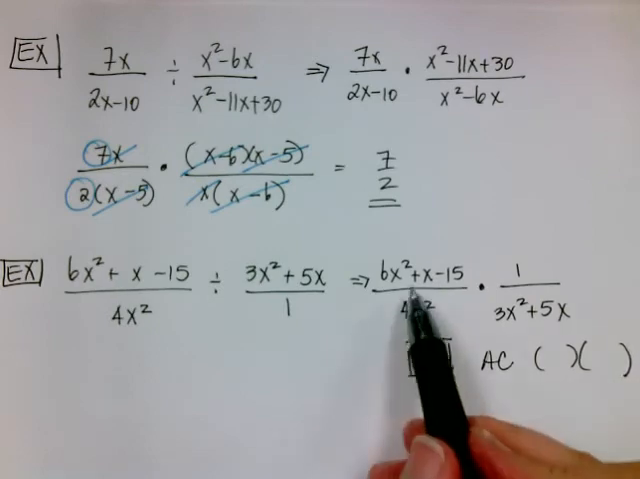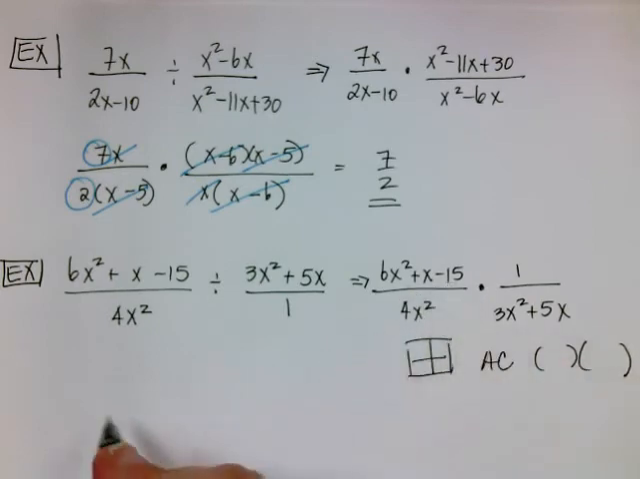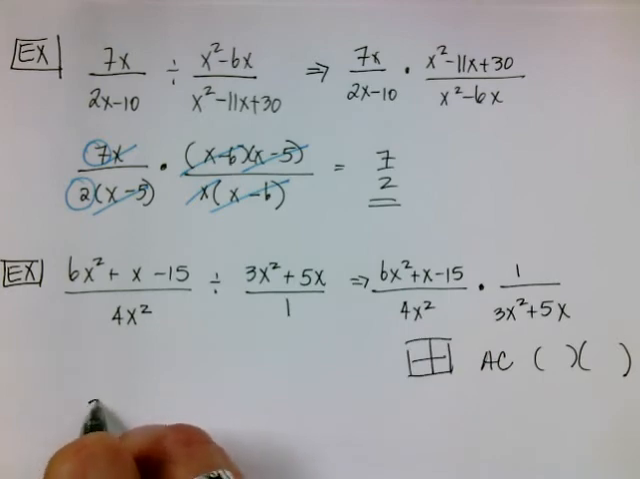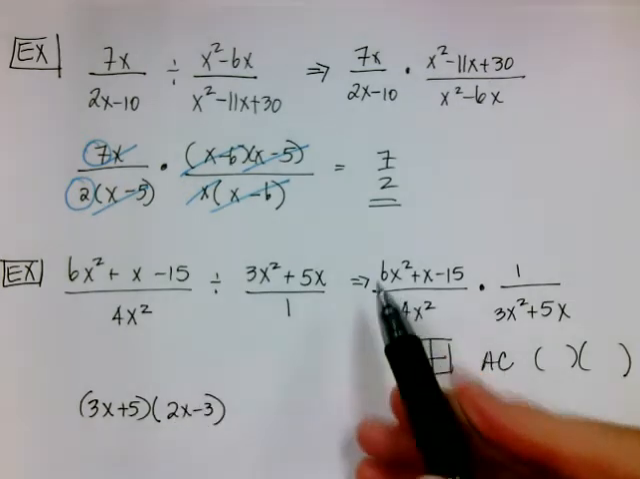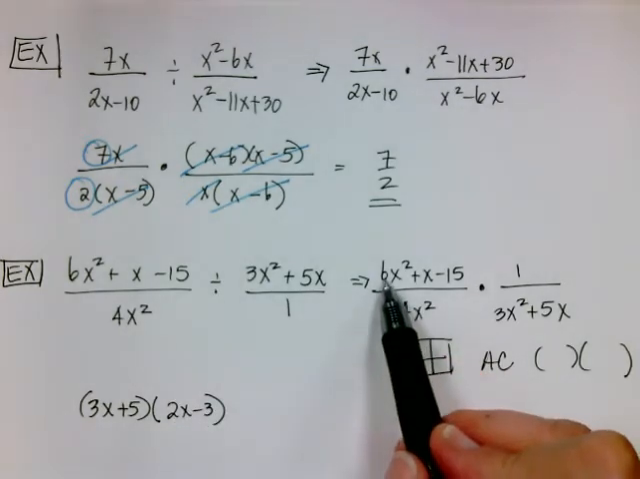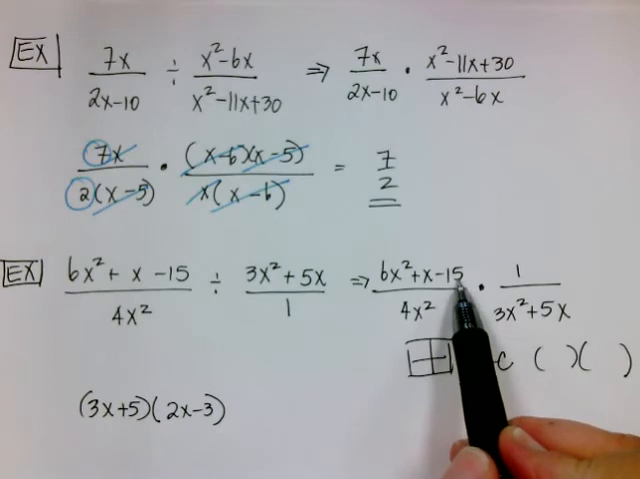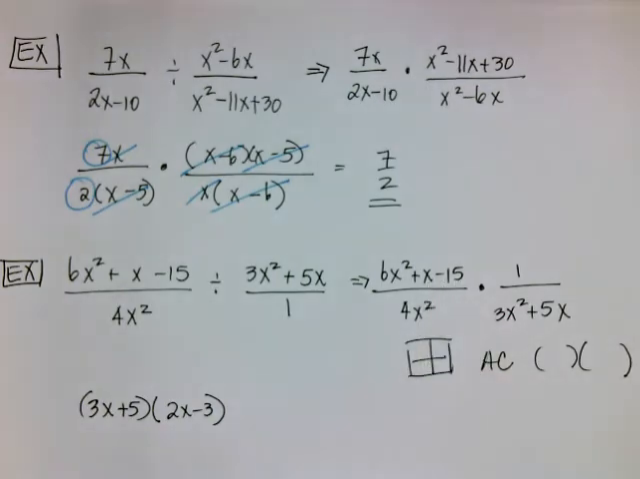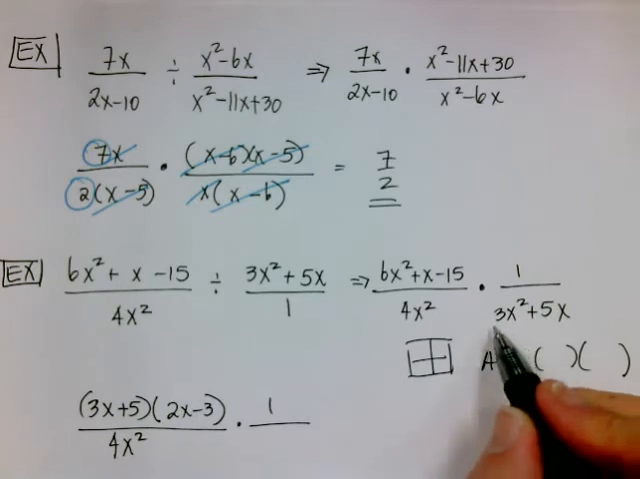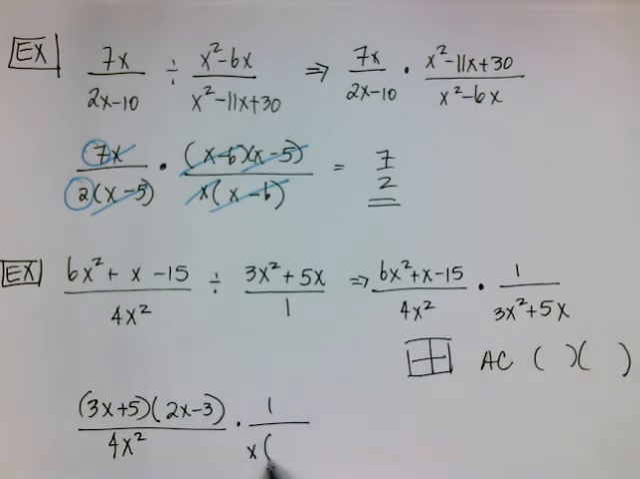So if I factor this 6x squared plus x minus 15, my factors are going to be 3x plus 5 and 2x minus 3. And remember, it's the factors of the first thing and the last thing that subtract because I have a minus to give me the middle term. And then I'm going to have divided by 4x squared. Here's the 1. These just have an x in common, so I'm going to factor out an x. I'm going to get 3x plus 5.